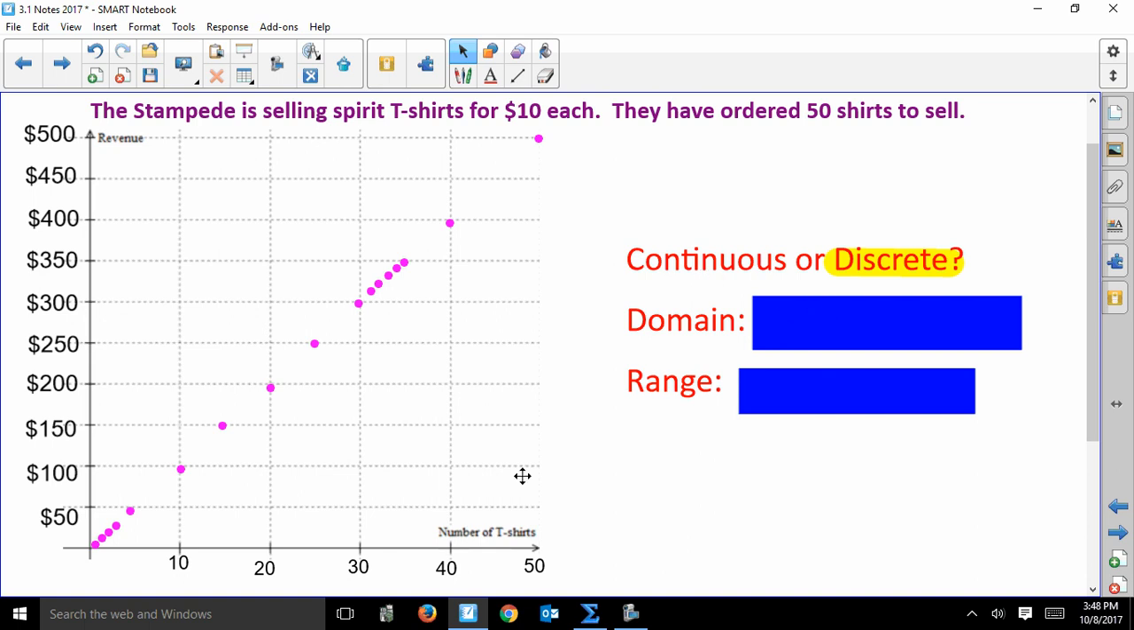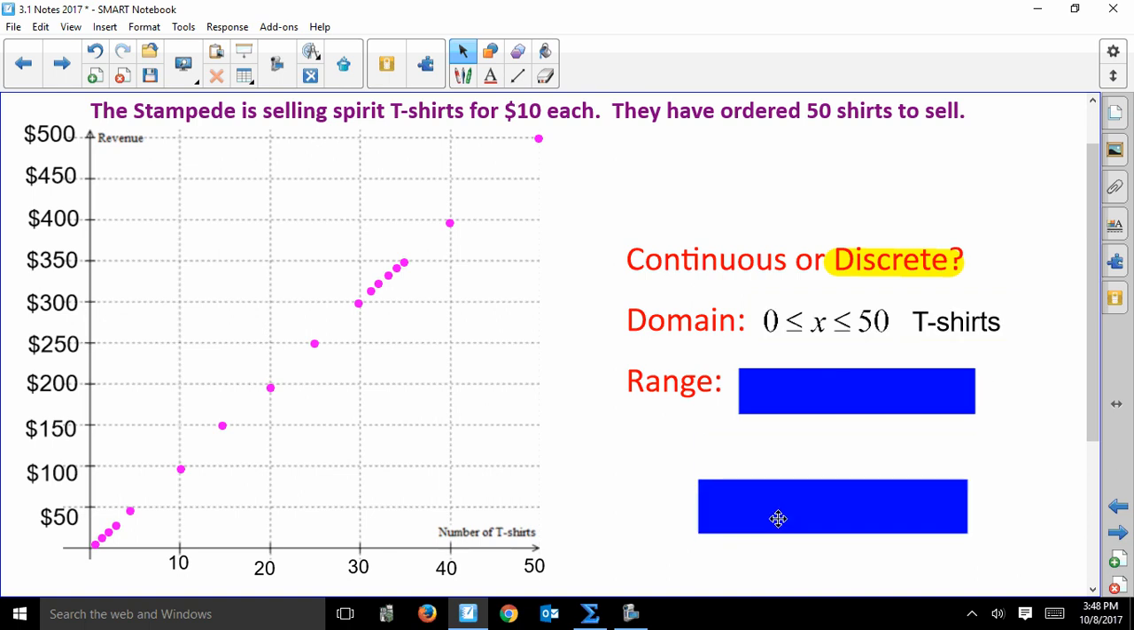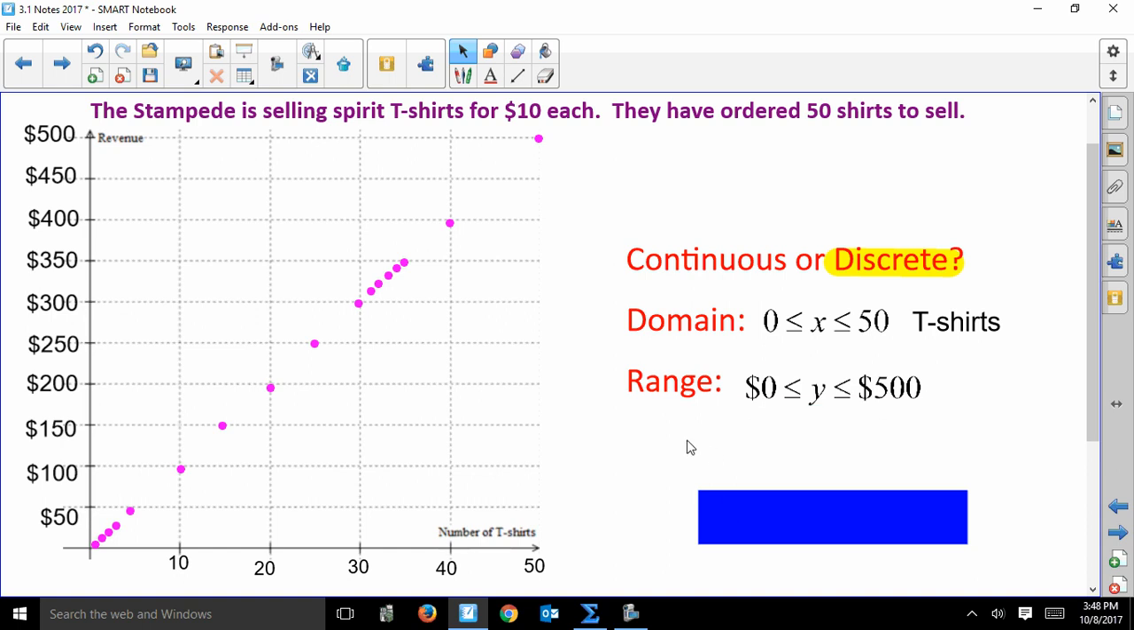That said, the domain, which is the total number of t-shirts, all of the values for t-shirts, I could sell as few as 0 t-shirts or as many as 50 t-shirts. So my domain is 0 to 50 t-shirts. And the range would be all possible values for y, which is the revenue. So I could sell as little as $0 or as much as $500. So the range is $0 to $500.